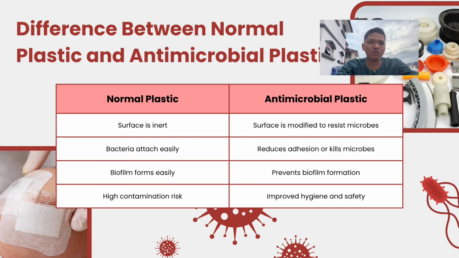So we need to know first the difference between normal plastic and antimicrobial plastic. Normal plastic does not resist any bacteria. It's inert. It cannot reduce the growth of bacteria or anything else. Antimicrobial plastics are modified to resist or kill bacteria. Like I said before, this helps to reduce contamination and infection risk.